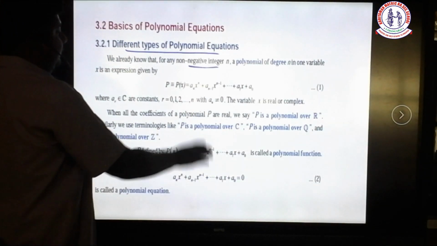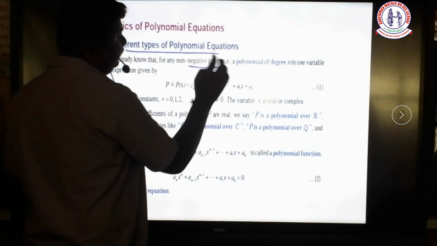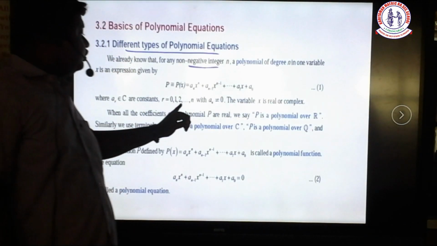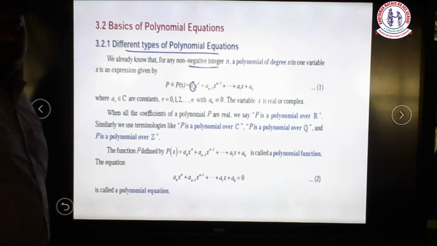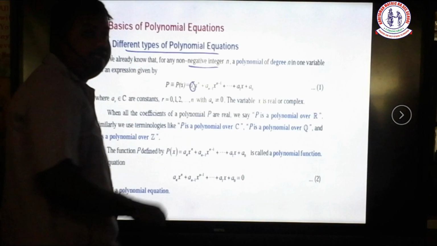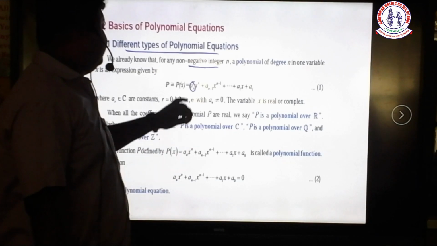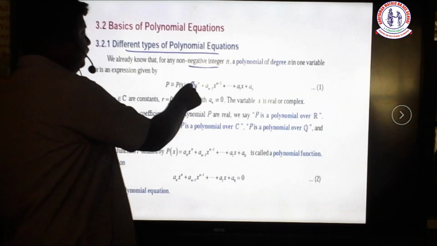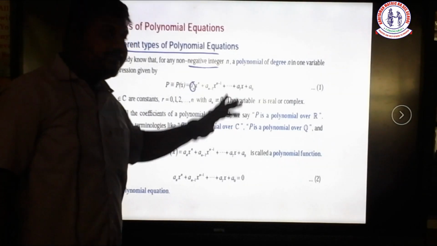This is the polynomial of nth degree: P of x is equal to a n x power n plus a n minus 1 x power n minus 1 plus etcetera, plus a1 x plus a0. Here r is equal to 0, 1, 2, and a n is not equal to 0. This a n is called the leading coefficient, the coefficient of the highest degree term, x power n. It should not be equal to 0. If it is 0, the term vanishes and it is not an nth degree polynomial.